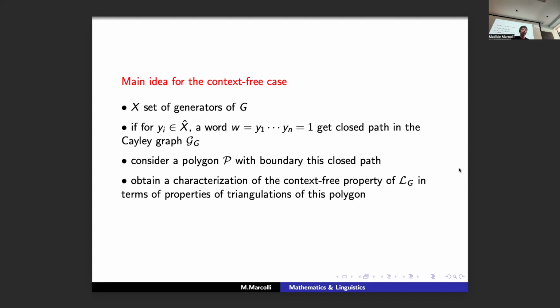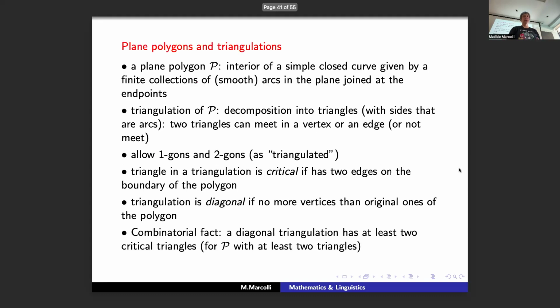So one can think of it this way. You're interested in these closed paths. These closed paths give you some kind of polygons in this graph. So you start by reducing these polygons to something as simple as possible. You try to consider ways of triangulating all these polygons, so that you only have to worry about these triangles, the simplest kind of polygons.